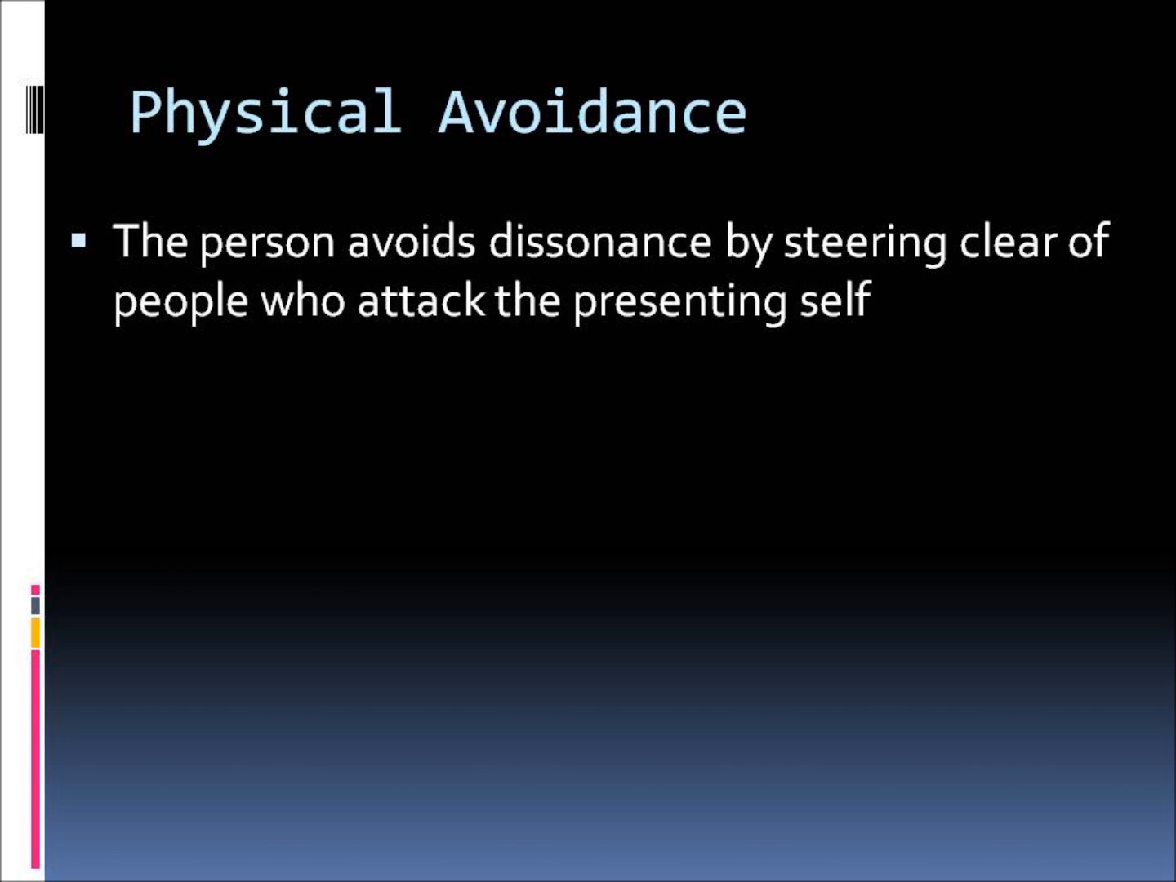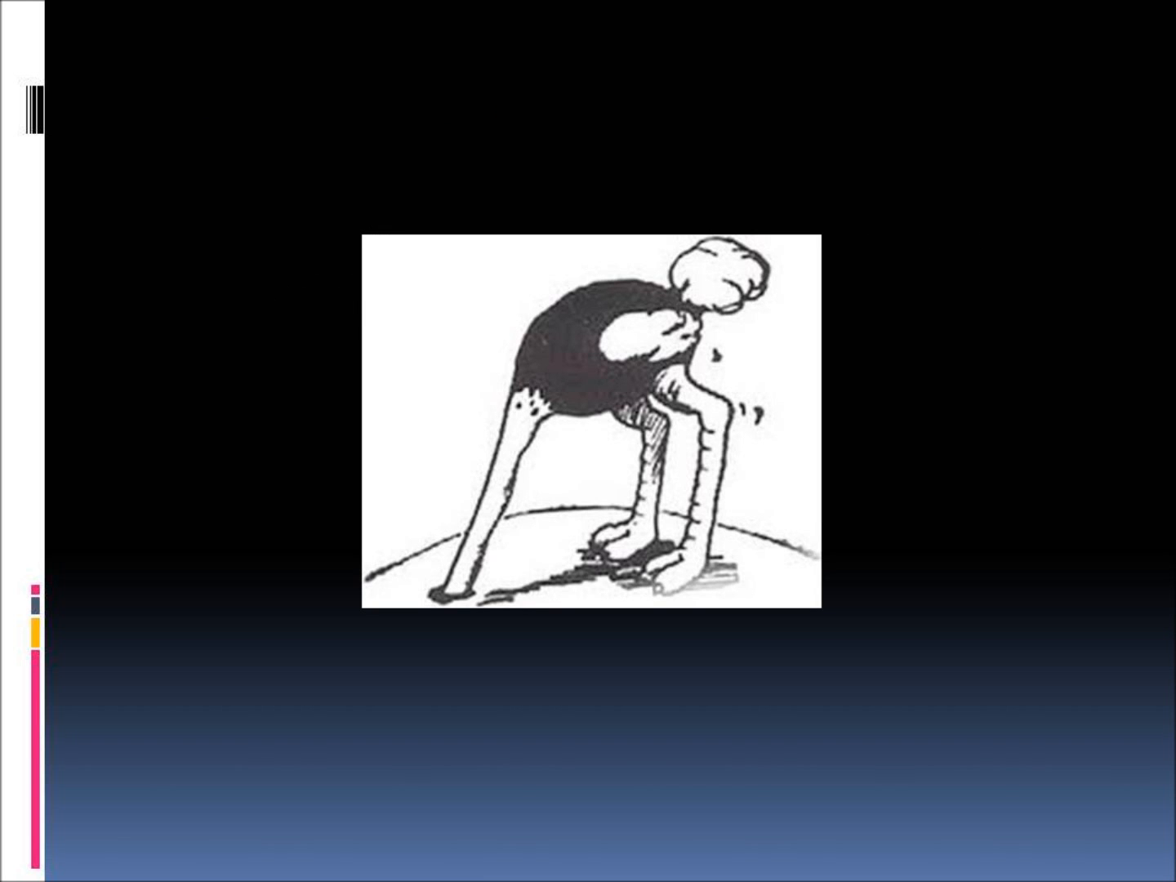Physical avoidance is the first defense mechanism in which a person steers clear of people who attack the presenting self. It does a lot of harm when someone is being battered by hostile or abusive criticism, and it is best to avoid it. However, sometimes when the relationship is important enough and the criticism is valid, it does more harm to avoid the situation.